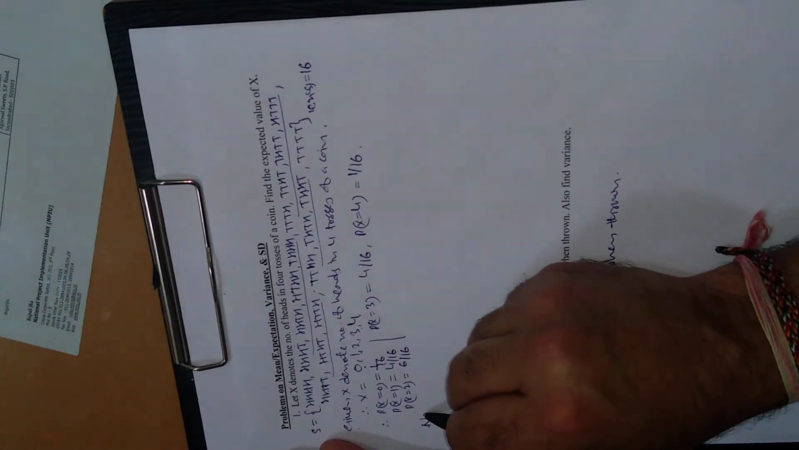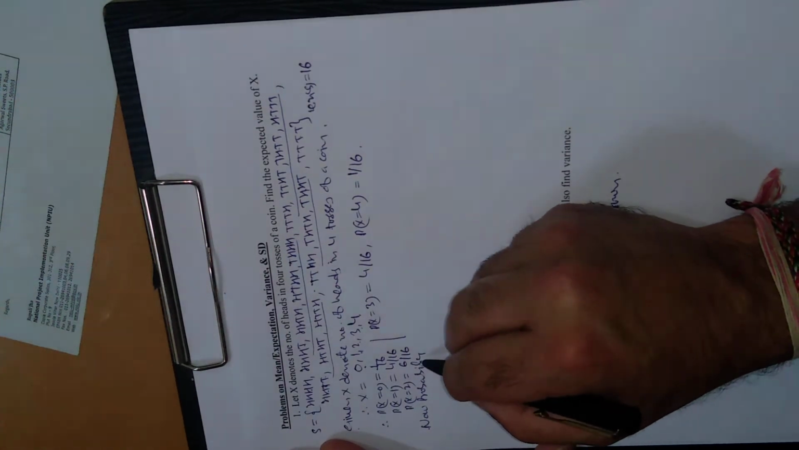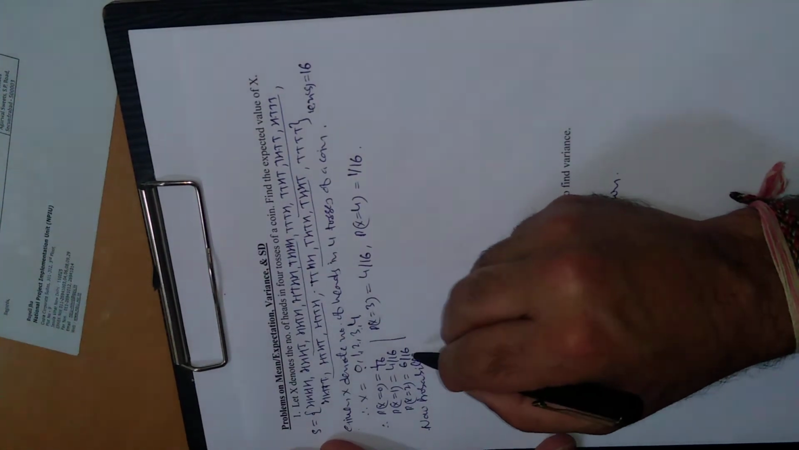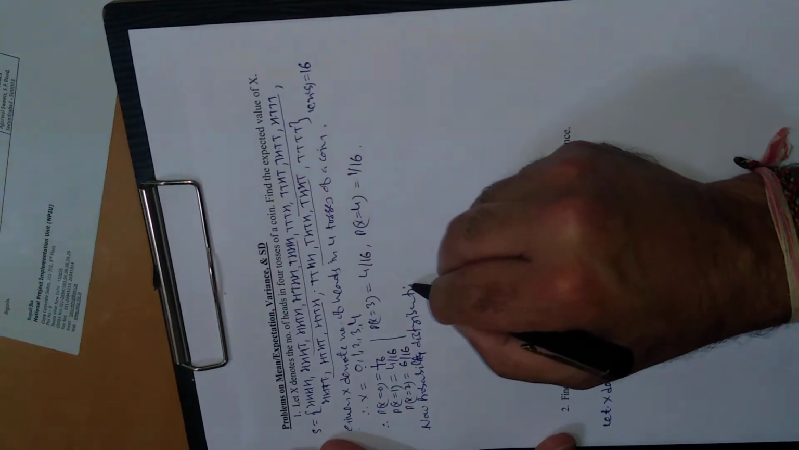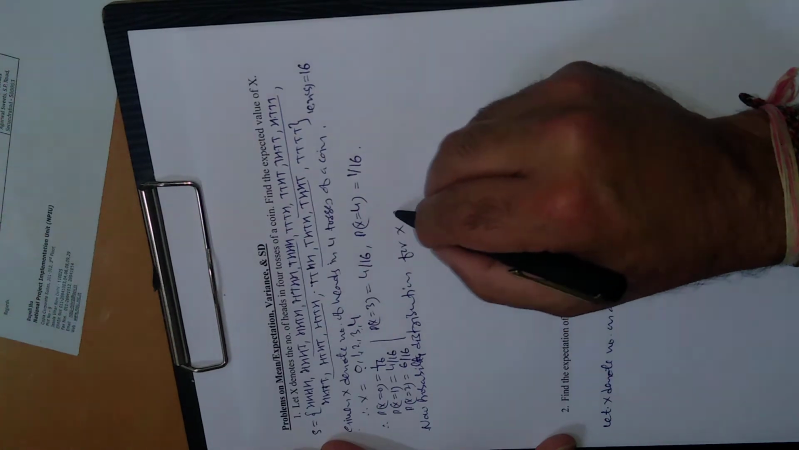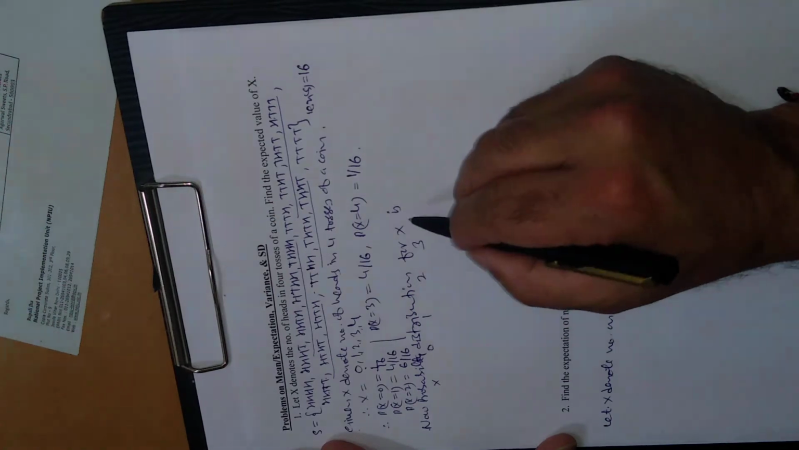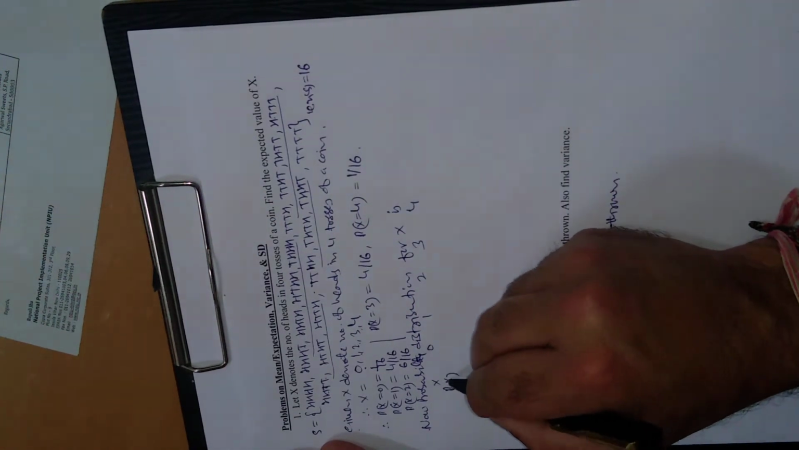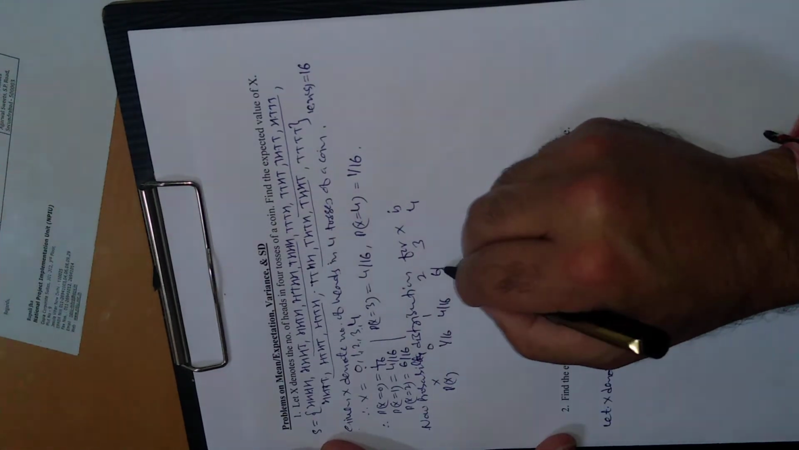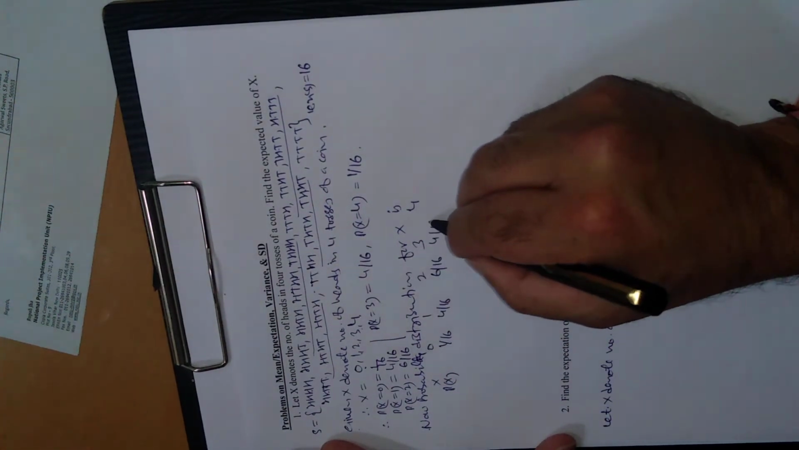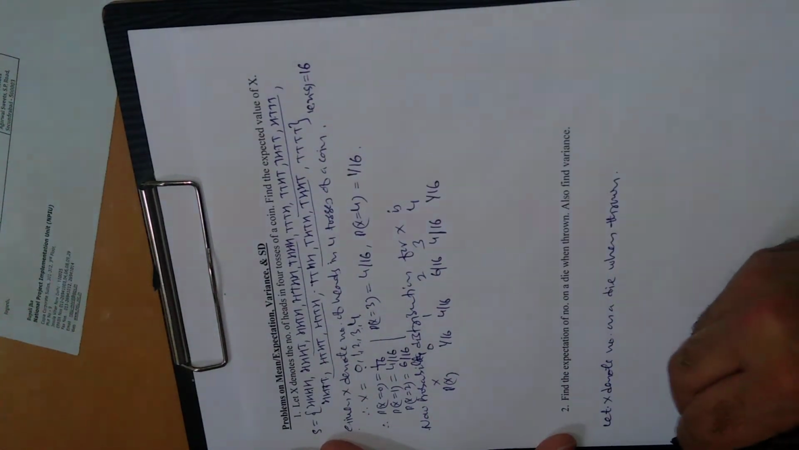Therefore, now the probability distribution for x: x taking values 0, 1, 2, 3, 4 and p of x the corresponding probability. This is 1 upon 16, 4 upon 16 already evaluated, 6 upon 16, 4 upon 16 and finally 1 upon 16. These are the corresponding probabilities.